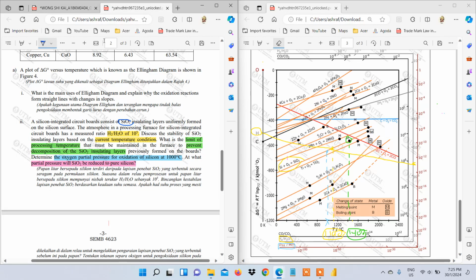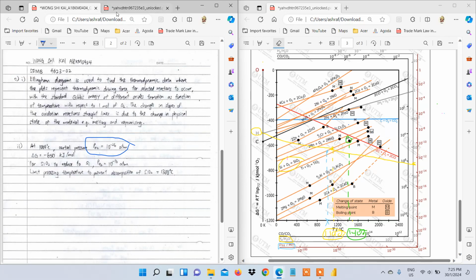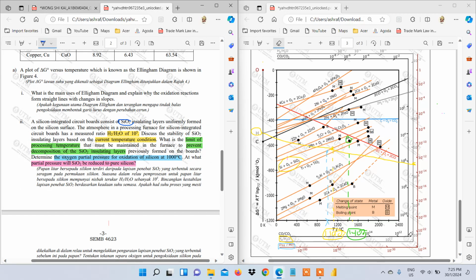We will get around this value for our partial pressure at the temperature of 1000 degrees Celsius. So you just drag the line until you get some value here, where it intersects right here. That is our partial pressure at the temperature of 1000 degrees Celsius. It's about 10 to the power of negative 26. So that settles the third question.